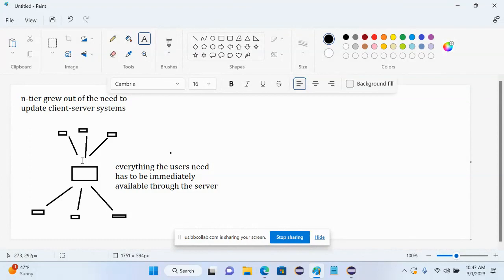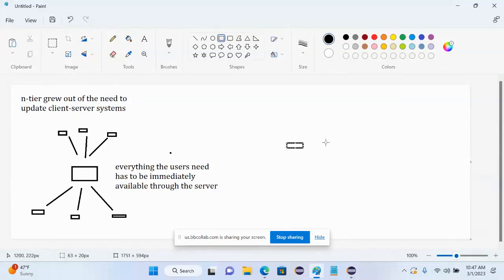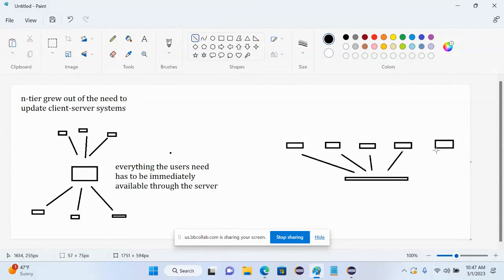So again, client server was okay as long as all the applications you needed could be run on one machine and all the data that users needed access to could be provided through that one machine without changing connections very often. But N-tier said, hey, this is no longer feasible. This is like 1998 and data's getting big and we can't do that stuff anymore. So instead, we have an interface. I'm going to flip this.